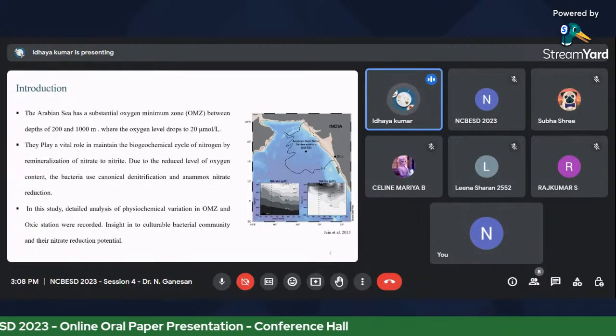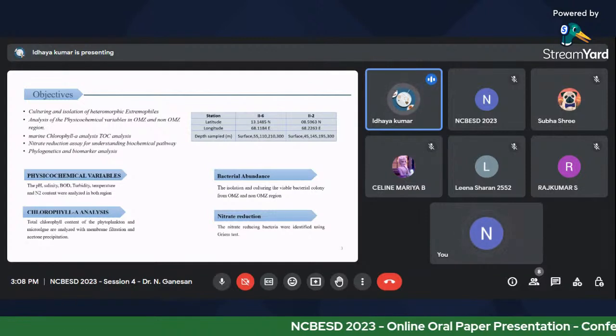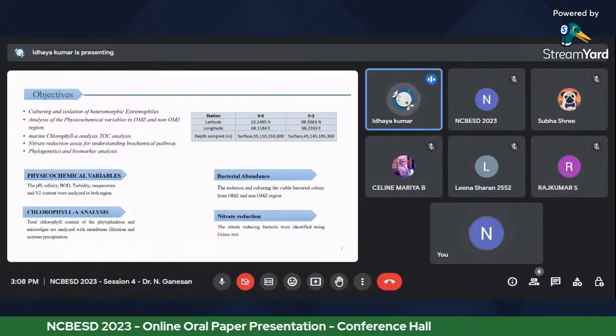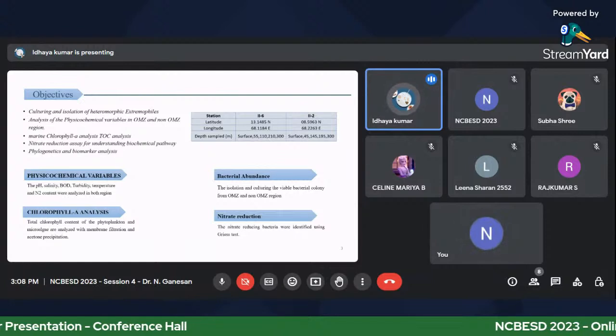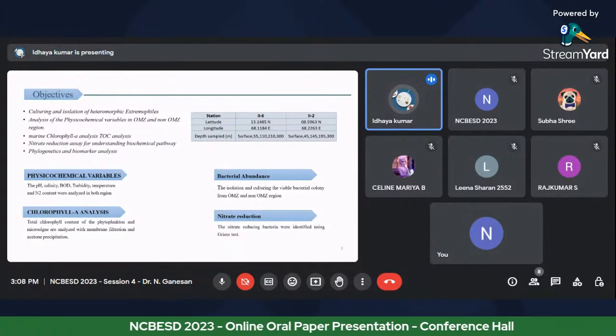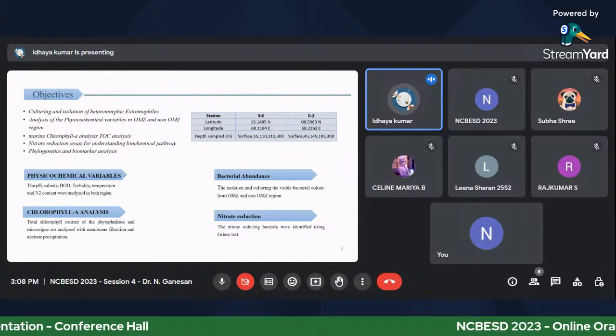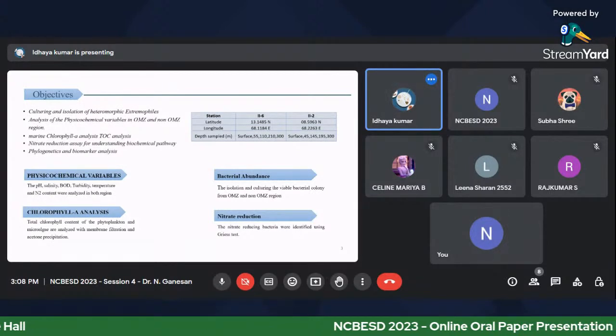So in this study, our objective is to culture and isolate the heterotrophic extremophiles, and analyze the physicochemical variables in the OMZ and non-OMZ regions, with chlorophyll A analysis and TOC analysis. We have also done a nitrate assay for understanding the biochemical pathways. Later, we are moving towards phylogenetics and biomarker analysis. In physicochemical variables, we analyze pH, salinity, DO, turbidity, temperature, and content in these OMZ and non-OMZ regions.